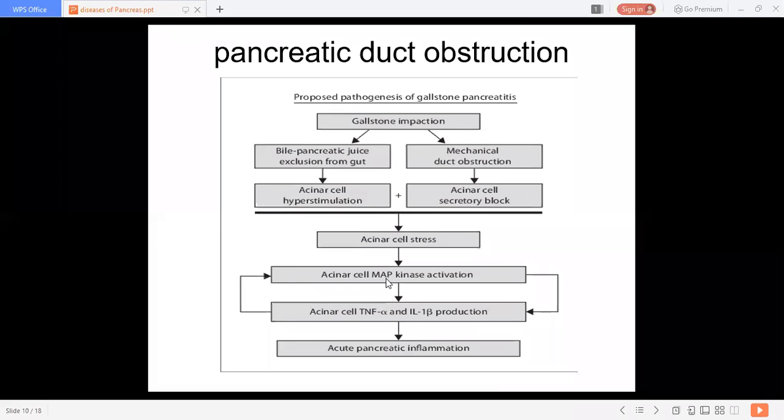Is there any query with this part? Pancreatic duct obstruction? Yes? No, ma'am. Do you want me to repeat? No, ma'am. Okay.